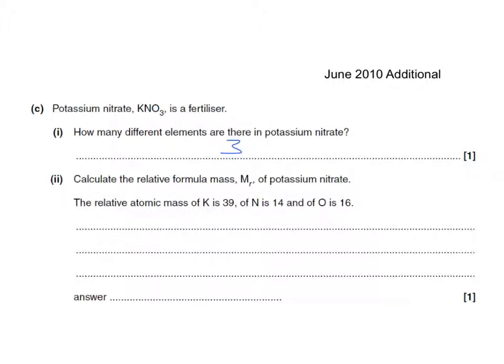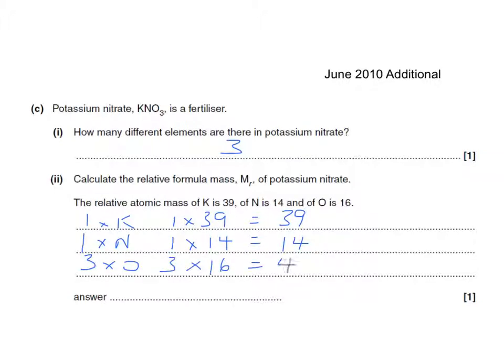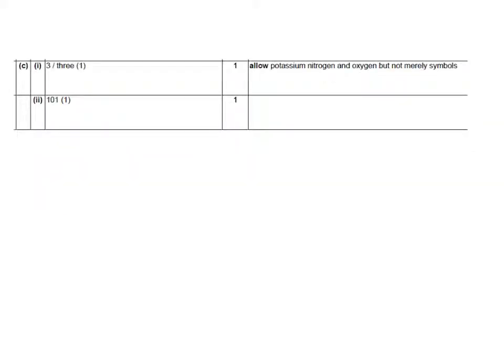Working out the relative formula mass, we've got 1 lot of potassium, 1 lot of nitrogen, and 3 oxygen atoms. So 1 potassium is 1 times 39, which is 39. 1 nitrogen is 1 lot of 14, which is 14. And 3 oxygens is 3 lots of 16, which is 48. When we add up 39, 14 and 48, we end up with a total of 101. And as you can see from the mark scheme, the answers are 3 elements, and the mass is 101.